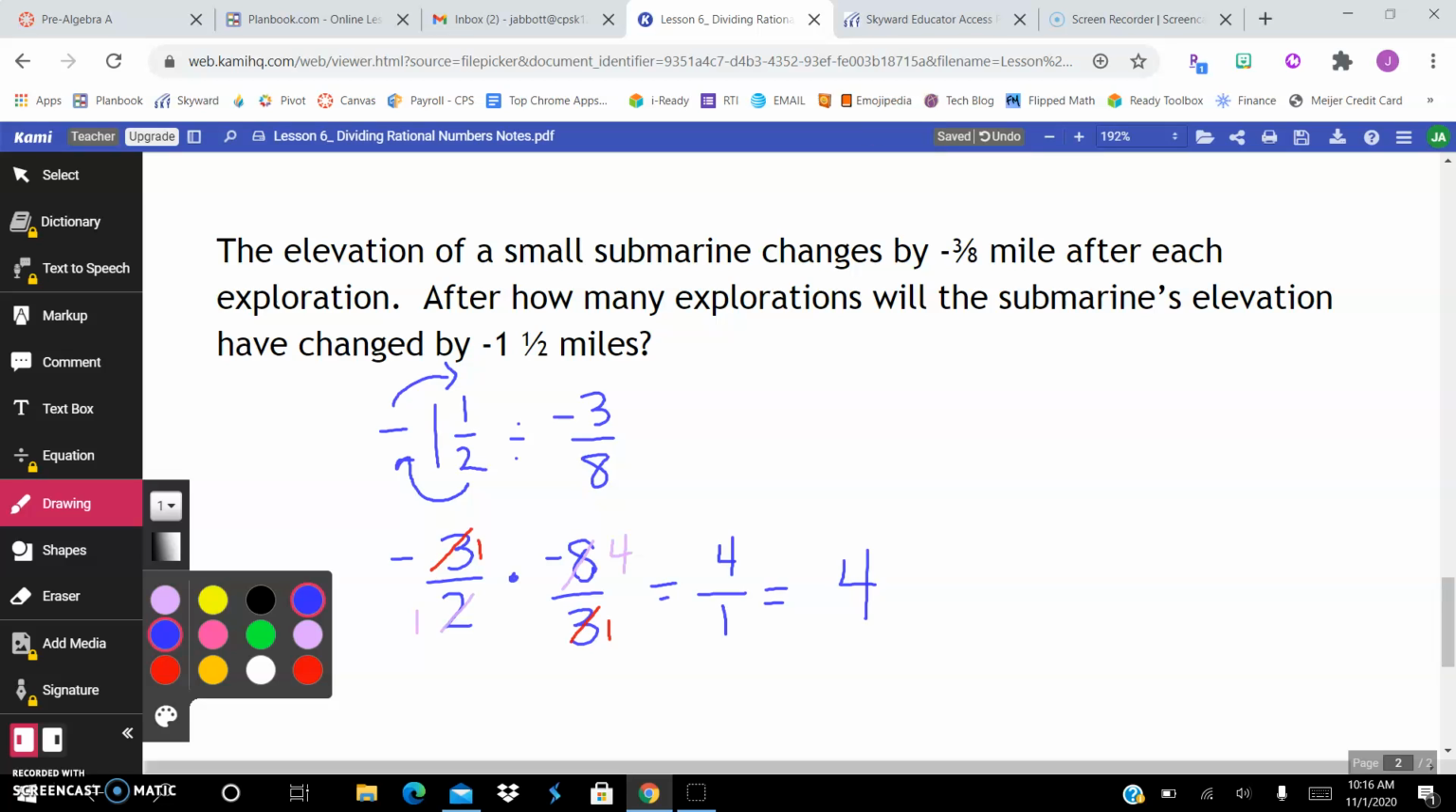So after how many explorations was the question? So this is going to be 4 explorations.